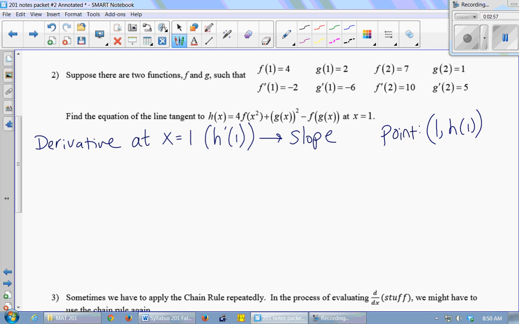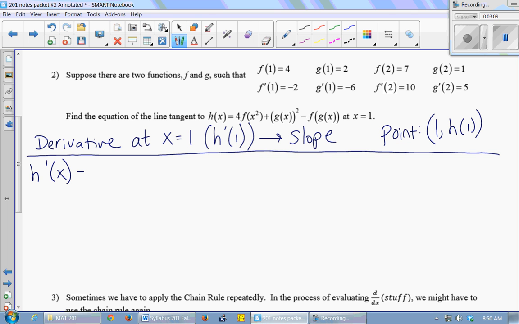So let's start with the derivative. So if I need h prime of 1, I'm going to start by trying to find h prime of x. Once I have h prime of x, then I'll plug the 1 in. Okay, so here's my h of x. 4 times f of the quantity x squared plus g of x quantity squared minus f of g of x. So the things that are separated by pluses and minus, we can just take each of those derivatives separately, right? Sums and differences are intuitive.